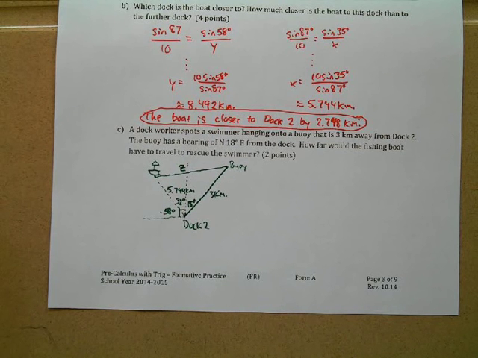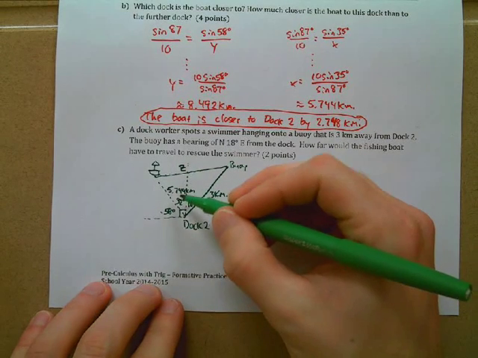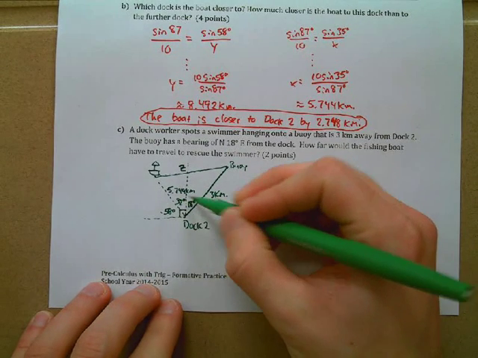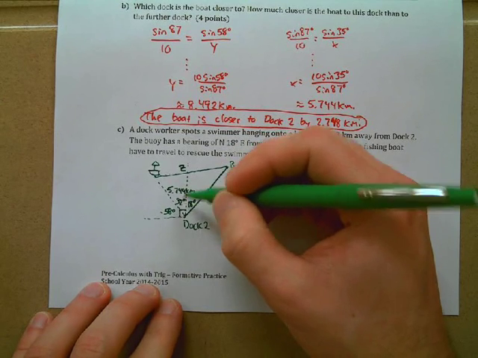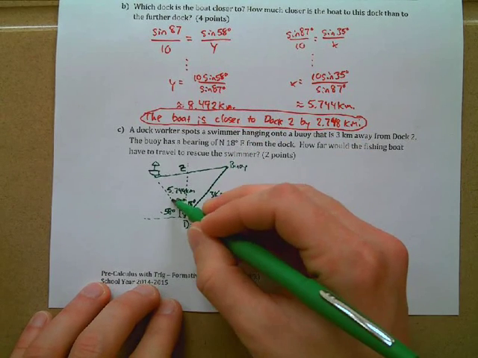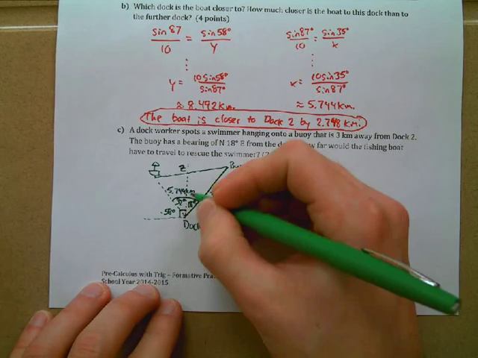We can't use law of sines here, right? Because we have an angle, but not the opposite side. We have these two other sides, though, of our triangle. What could we use here? Caleb? Law of cosines, right. This is a side, angle, side situation here.